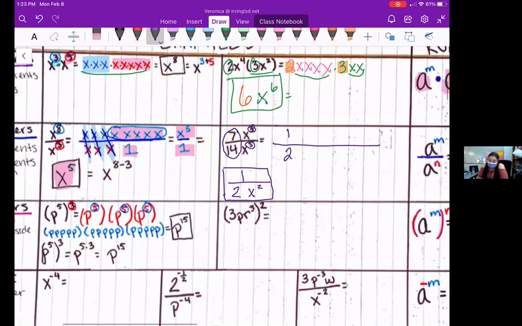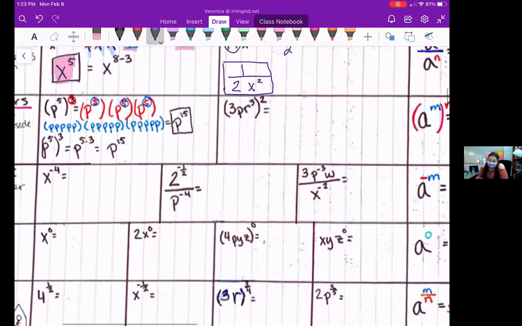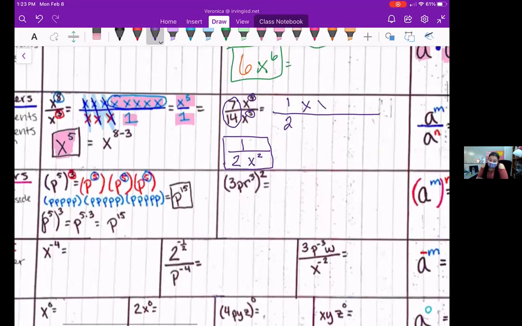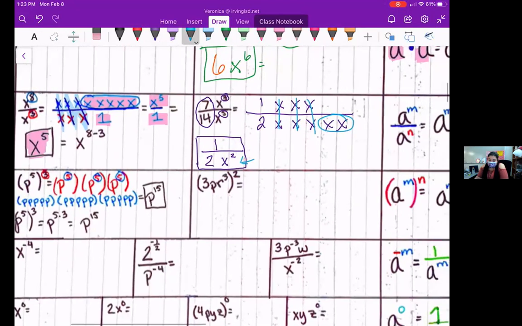So when we do this, we already know 7 over 14 is 1 over 2. We have 1, 2, 3 at the top. And at the bottom, we have 1, 2, 3, 4, 5. Well, we can see that these cancel out, and these cancel out. So how many do we have? 2 at the bottom. So your final answer would be 1 over 2x squared.